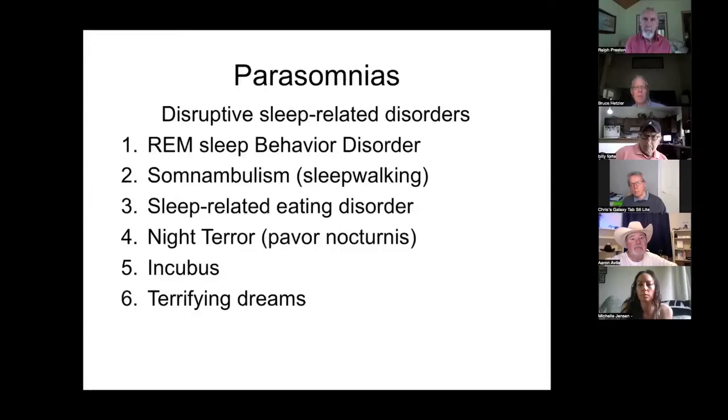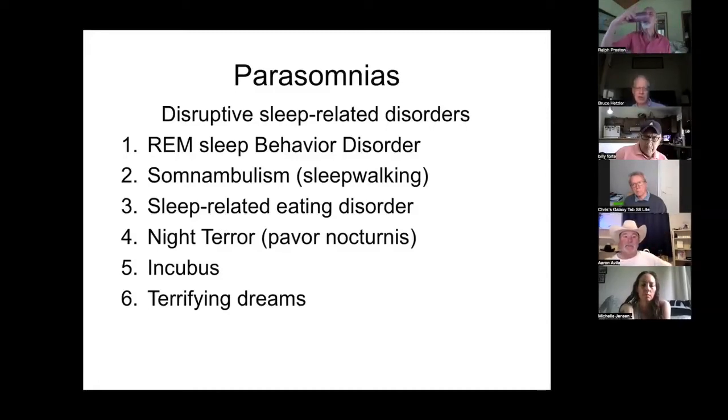There are also so-called parasomnias. These are disruptive sleep-related disorders. One is REM sleep behavior disorder. And with this one, basically, the paralysis that typically accompanies REM sleep does not occur. And what does that mean? That means you can act out your dreams. Is that good? No.